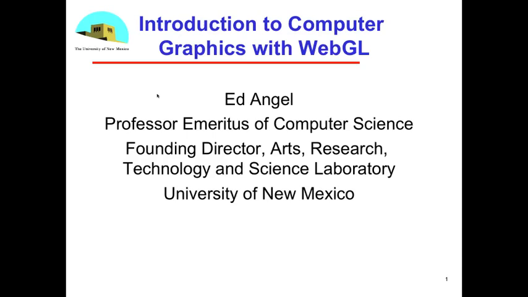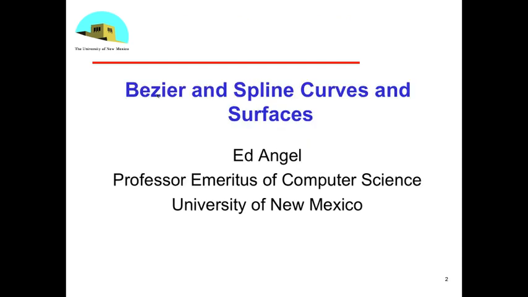Okay, what we're going to do now is start with Hermite's idea and extend that to using the same data that was used for the interpolating curve, but use it differently, and we'll get the Bezier curves and surfaces, and the extension of that will be to spline curves and surfaces.